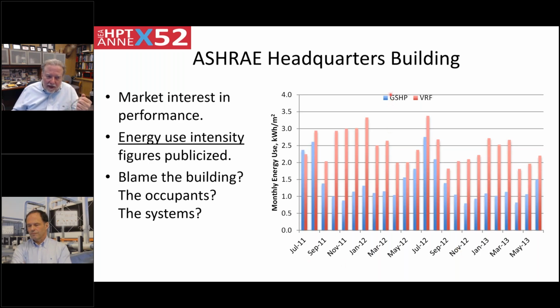So you see here, the ground source heat pump in blue has relatively low energy usage compared to the VRF or air source heat pump system. You can see that most months there's a fairly large difference. Right, and this actually started to appear in the press and advertising and became publicized. So then there's some contention about whether the air source heat pump system has a lot higher loads for some reason, right? You really can't tell from energy use intensity figures.